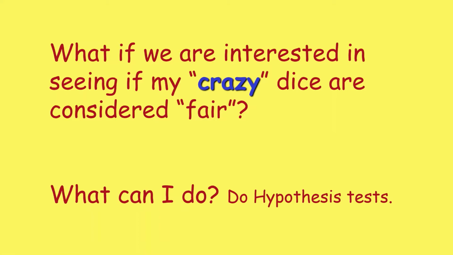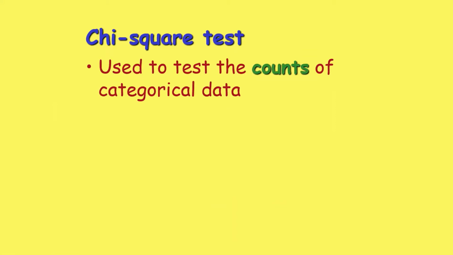Well, one thing we could do is a hypothesis test. And a chi-square test is one way that we could test for a fair die. A chi-square test is used to test for the counts of categorical data. So far, all the other hypothesis tests we've been dealing with deal with numerical data. So now we're dealing with categorical, counts of categorical.